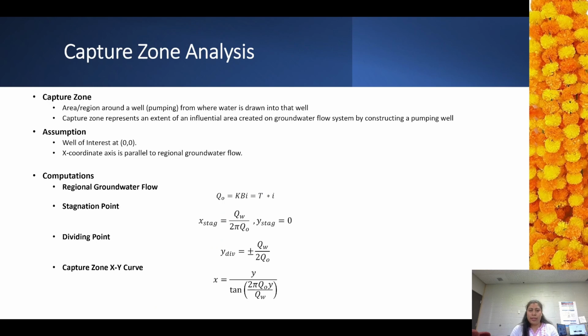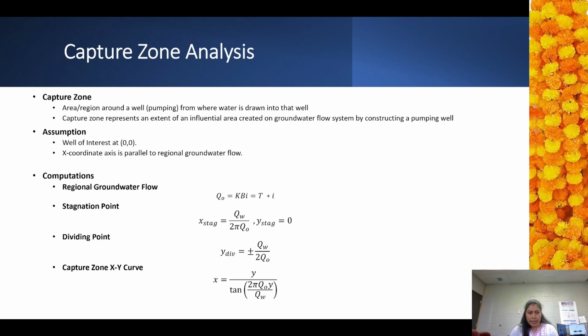So moving on to the next part of our assignment, which was to analyze the capture zone. Let's move forward with the capture zone. What is the capture zone? Whenever water is flowing in a natural gradient in the groundwater, and a well is dug or installed in any area, it affects a certain area around it through which water is drawn down into the well naturally. So it affects the natural flow of the groundwater system. So the capture zone is nothing but the extent of influential area created by a pumping well whenever it is constructed.